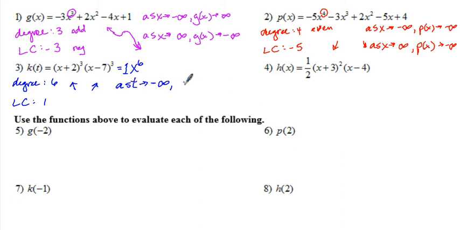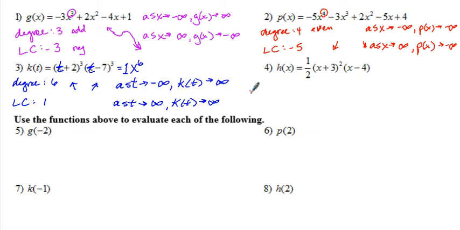As t goes to negative infinity, k of t goes to positive infinity, up on the left. As t goes to positive infinity, k of t goes to positive infinity.